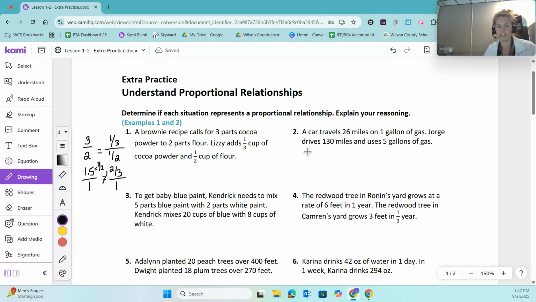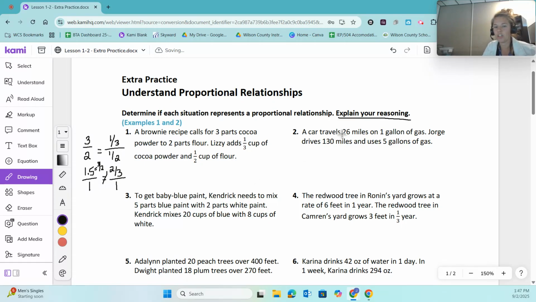Okay, so let's try that again. So no, they're not equivalent because for each cup of flour, the recipe calls for 1.5 cups of cocoa, but Lizzie only used 2/3 cup of cocoa for each cup. Okay, that would be a way to explain our reasoning there.